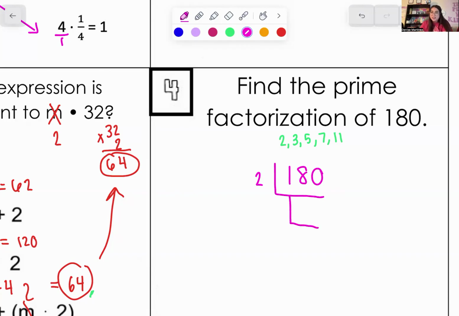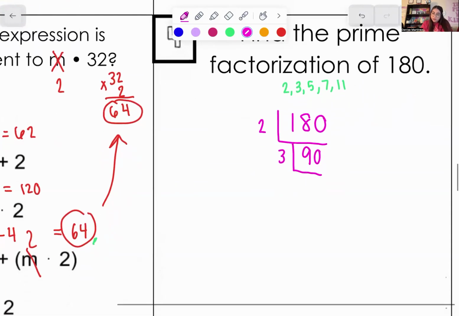So 180 divided by 2 is 90. And then I'm going to keep going. So let's do 90 divided by 3. That's a prime number. I would get 30. And then what prime number can I divide 30 by? Well, I'm going to go 3 again. And I would get 10.